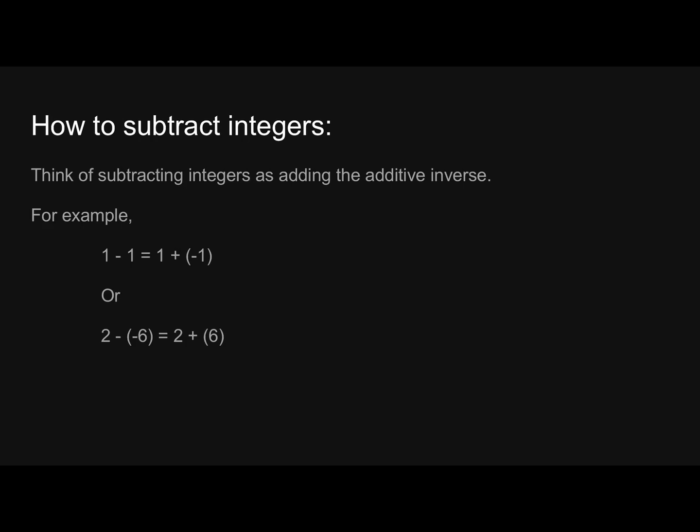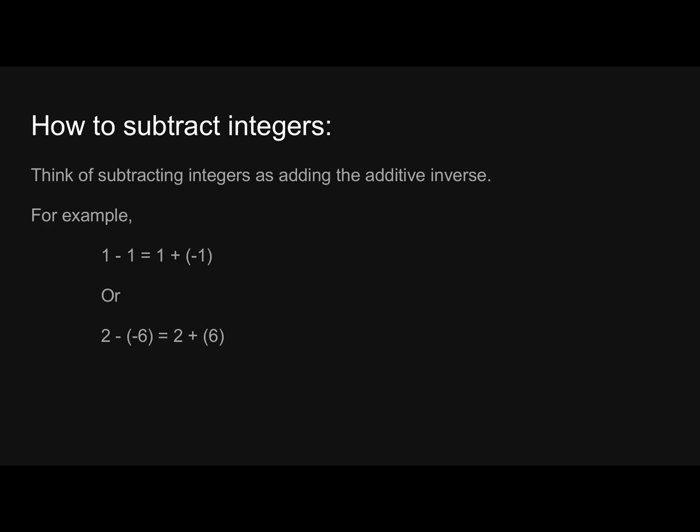Now when you guys are subtracting integers, I really want you to think about this as adding the additive inverse. So let's remember what the additive inverse is. The additive inverse is whatever number combines with our original number to meet 0, or to sum to 0. So for example, the additive inverse of -1 is 1, and the additive inverse of -5 is 5, because -1 plus 1 is equal to 0, and -5 plus 5 is equal to 0.